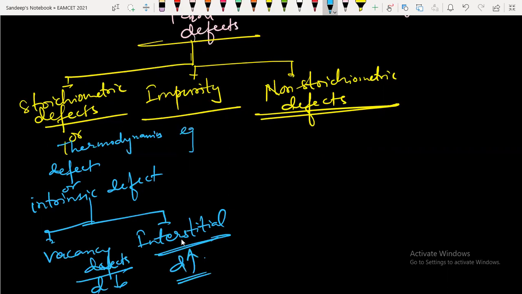For impurity defect, one example is when molten NaCl is mixed with SrCl2. Another example is when cadmium chloride is mixed with AgCl, silver chloride.